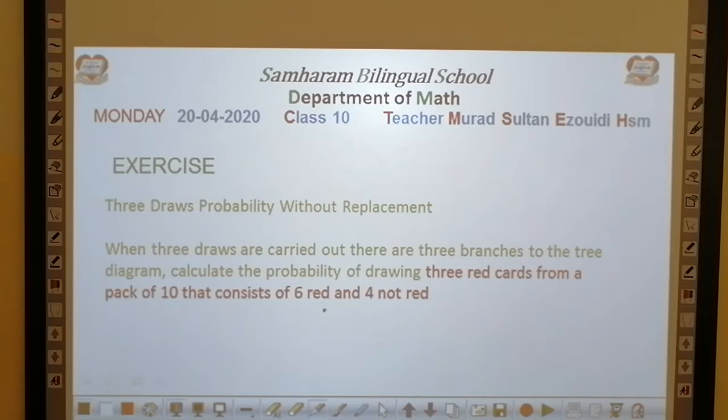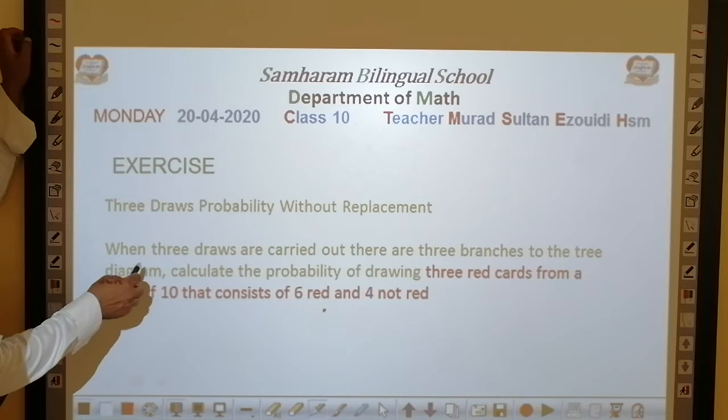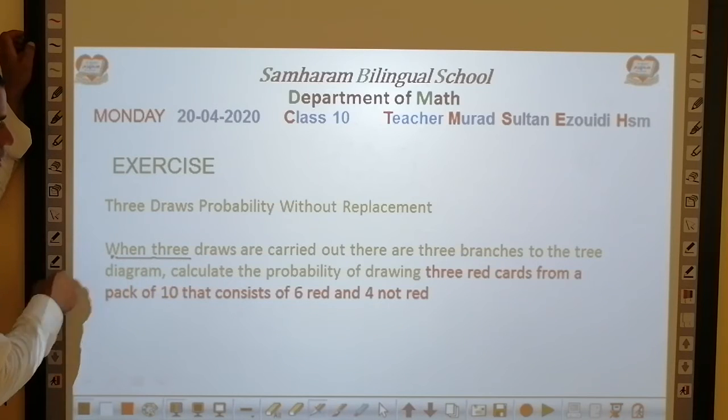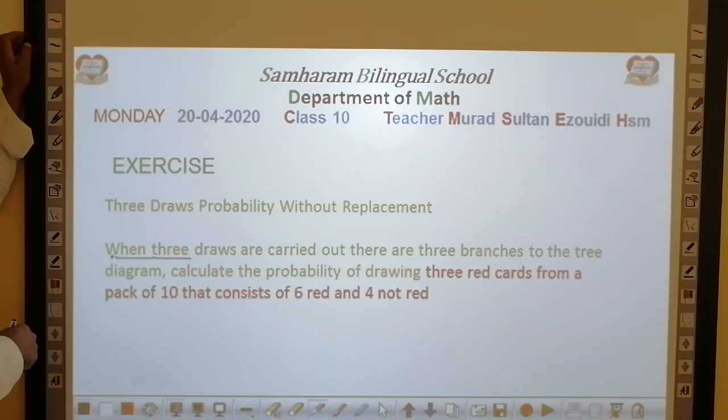Okay, 3 draws probability without replacement. When 3 draws are carried out, there are 3 branches in the tree diagram. Calculate the probability of drawing 3 red cards from a pack of 10 consisting of 6 reds and 4 not red. Okay.